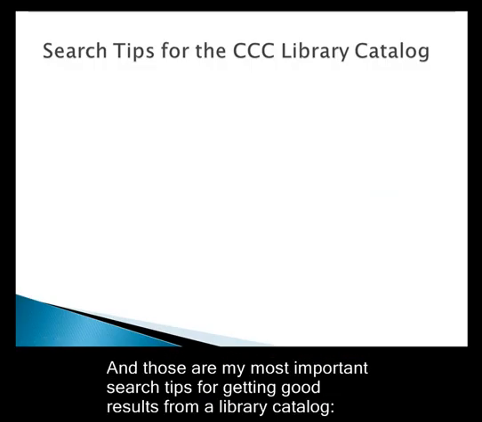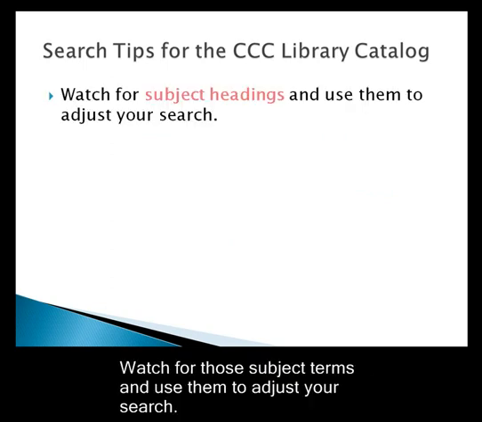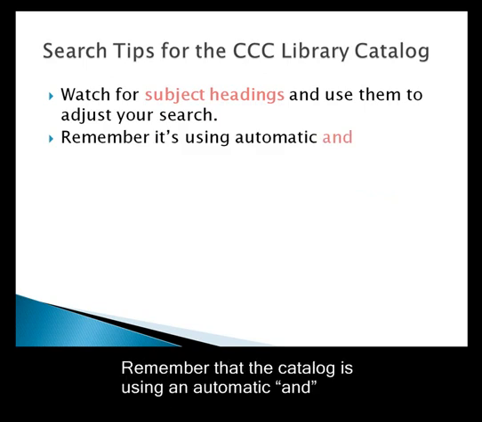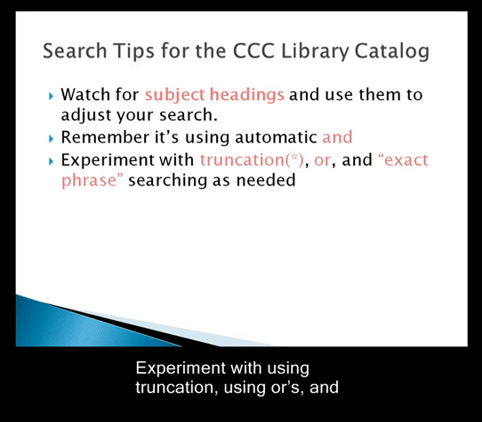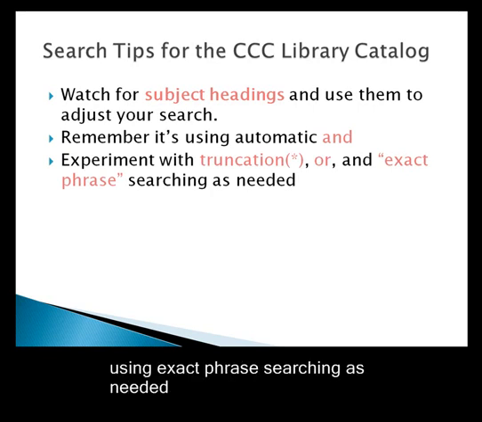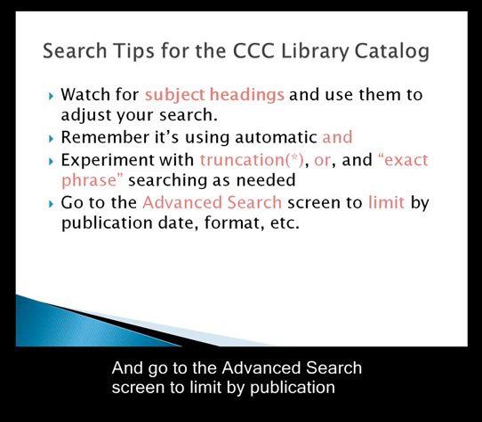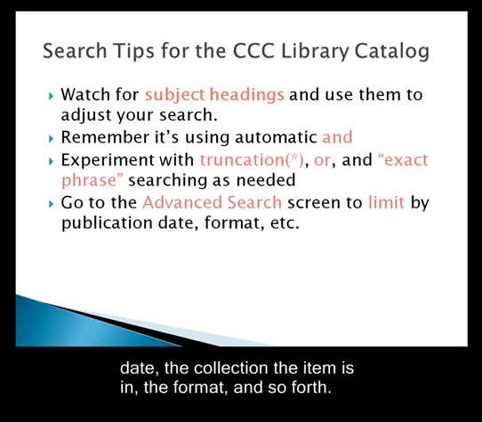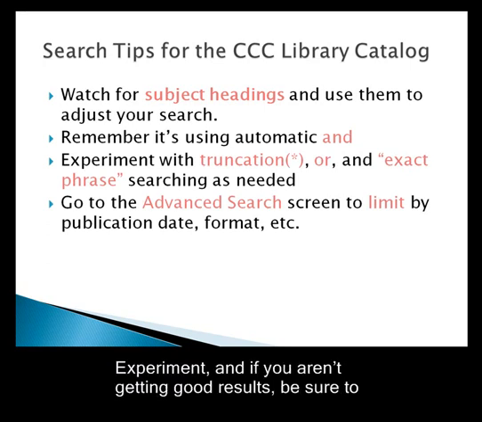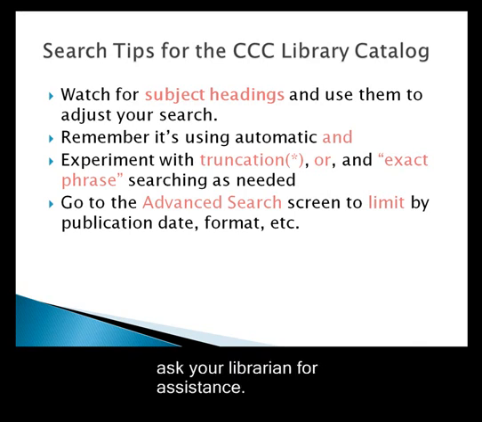And those are my most important search tips for getting good results from a library catalog. Watch for those subject terms and use them to adjust your search. Remember that the catalog is using an automatic AND. Experiment with using truncation, using ORs, and using exact phrase searching as needed. And go to the Advanced Search screen to limit by publication date, the collection that the item is in, the format, and so forth. Experiment, and if you aren't getting good results, be sure to ask your librarian for assistance.